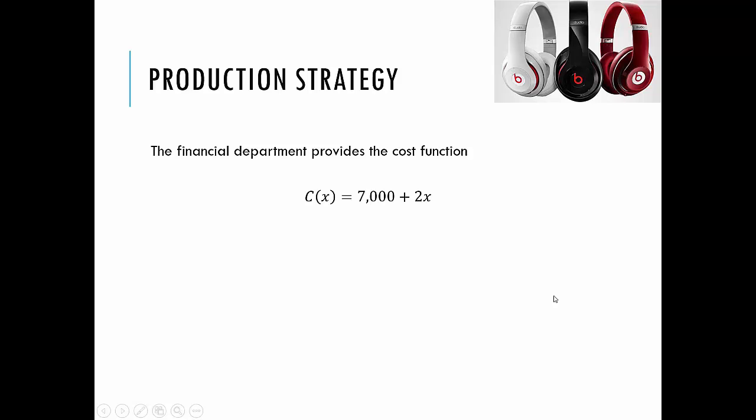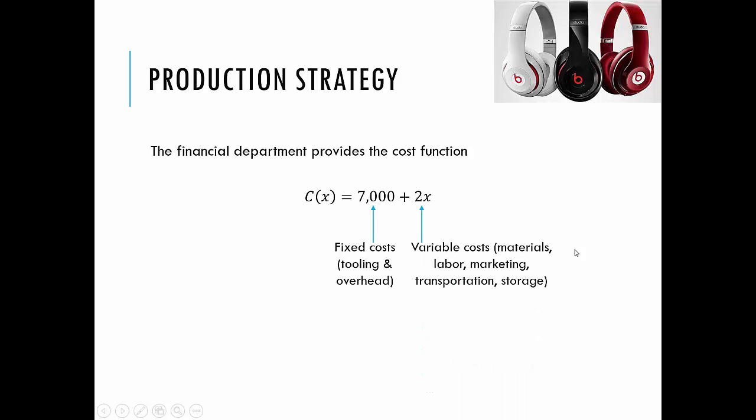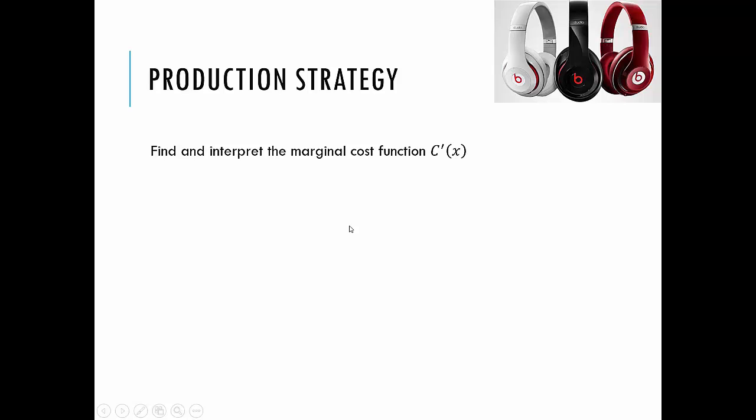Well, our financial department says, hey, we come up with a cost function where the 7,000 is our fixed cost, the 2x is our variable cost. So what we want to do now is look at marginal cost and see what it would mean. Well, here's cost.